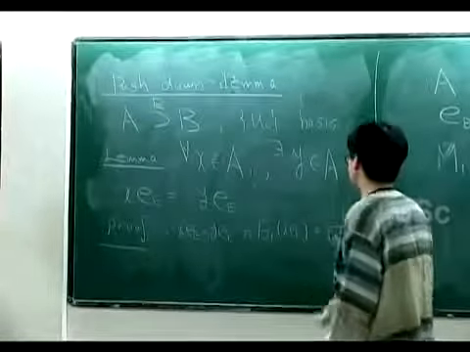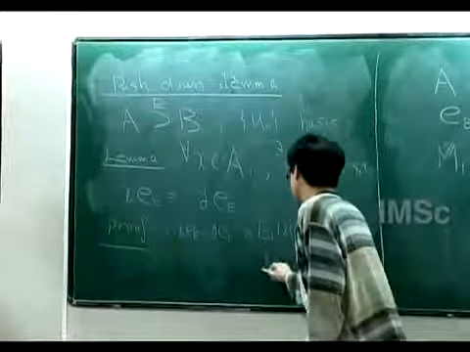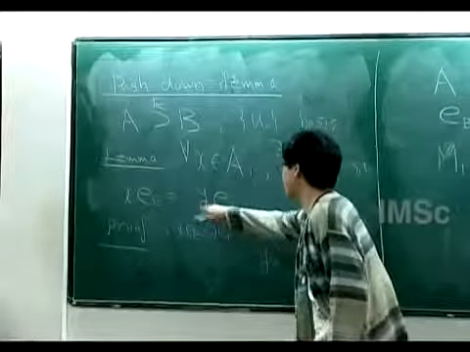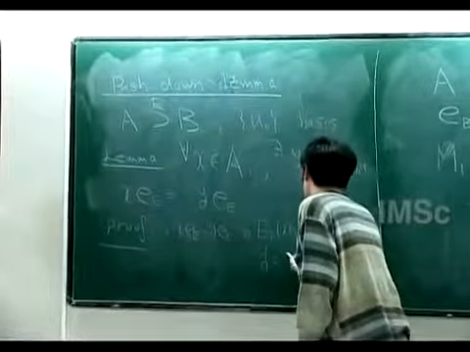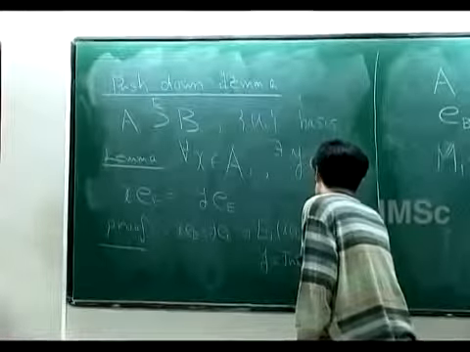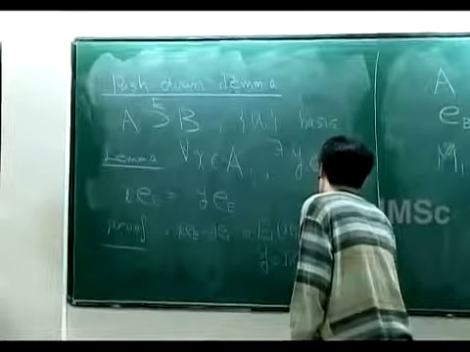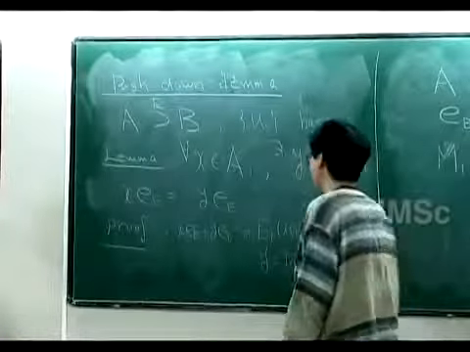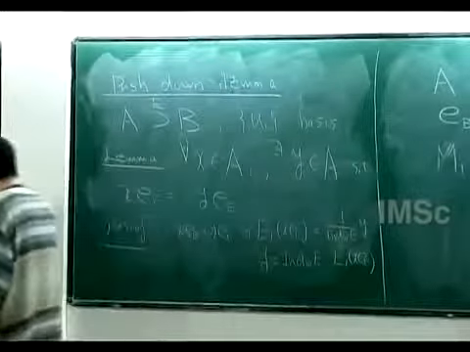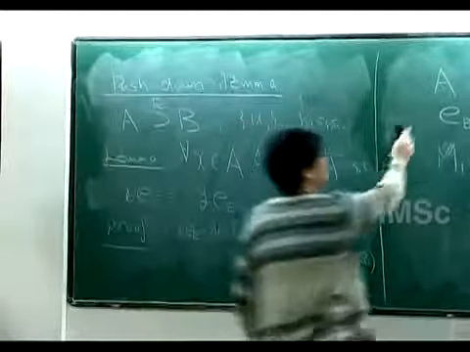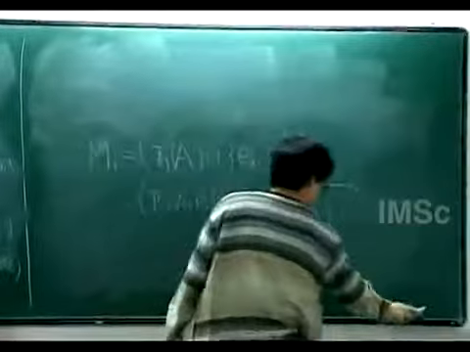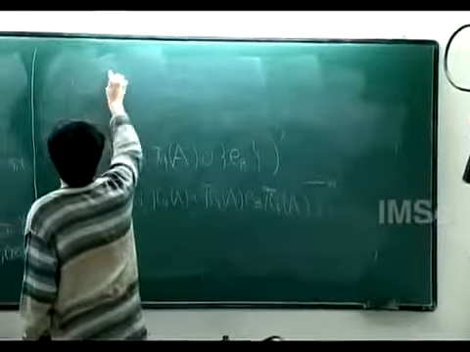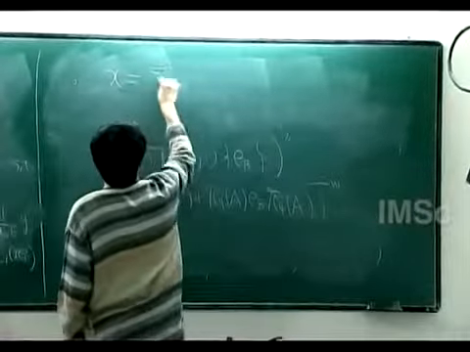You get this, so this shows y. If there is such a y, then y should be of this form. So this is the uniqueness part. And the existence part is also easy, since we have a basis, because x can be expressed in this form.